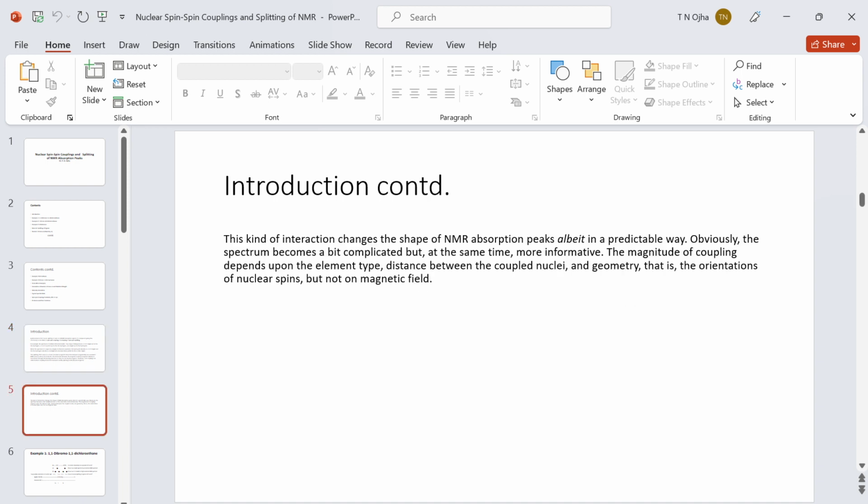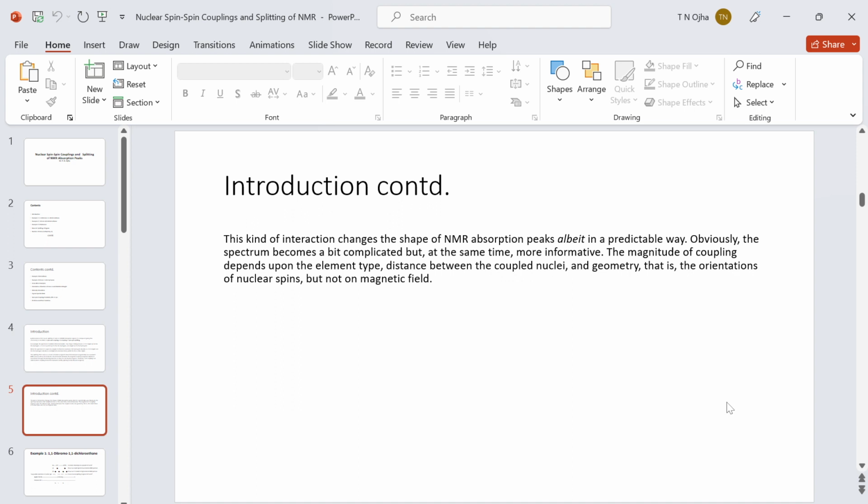This kind of interaction changes the shape of NMR absorption, making them more complex, but in a predictable way. Obviously, the spectrum becomes complicated, but at the same time more informative. The magnitude of coupling depends upon several factors like element type, distance between the coupled nuclei, geometry, angle of inclination, that is the orientation of nuclear spins, but it does not depend on the strength of the magnetic field.